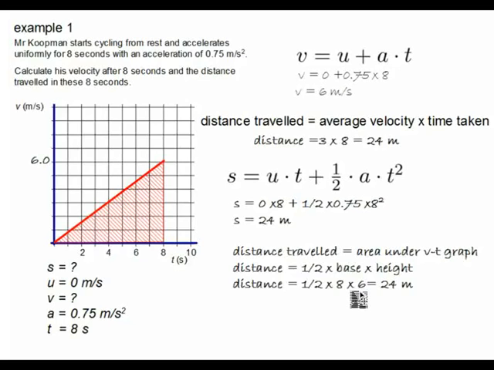Well, try to remember the film you've seen. You've seen Mr. Koopman traveling for a distance which is something like 24 or 20 meters. So I think the 24 meters we found here must be the correct answer. So let's have a look at example number 2.